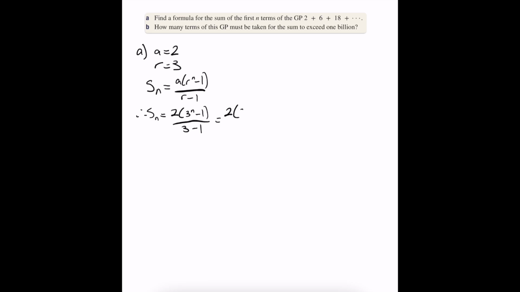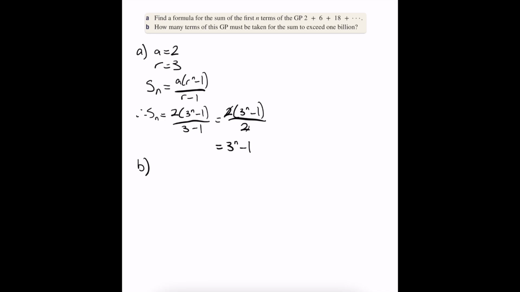Our next example says find the formula for the sum of the first n terms of the GP 2 plus 6 plus 18 and so on. So that's part A. So we know that a is equal to 2, r is equal to 3, we should be able to observe that. So we're going to be using Sn is equal to a outside of r to the n minus 1 over r minus 1. So therefore Sn is equal to 2 outside of 3 to the n minus 1 over 3 minus 1, which is equal to 2, 3 to the n minus 1 on 2. Now these 2's cancel out, so that means our sum, very simply, is 3 to the power of n minus 1.